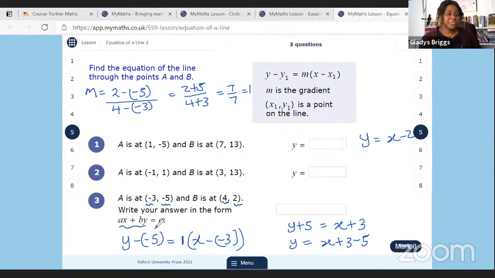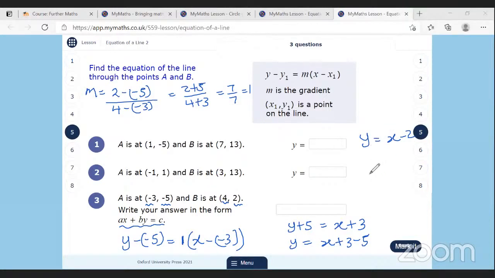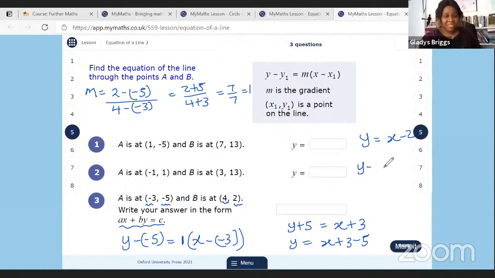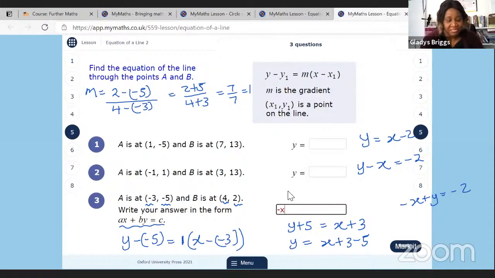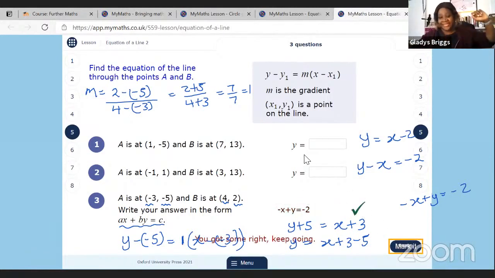So how do we put it in this form? This is the problem. Y minus x equals negative 2. Or minus x plus y equals negative 2. Let's try that. Oh, yes. We got it. Yeah, it's done.